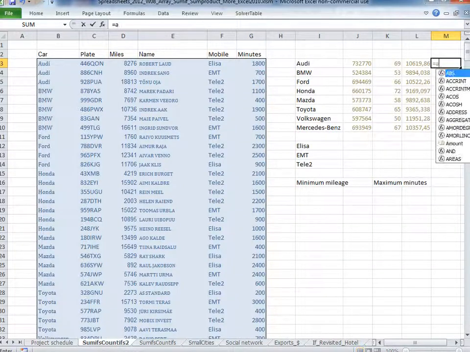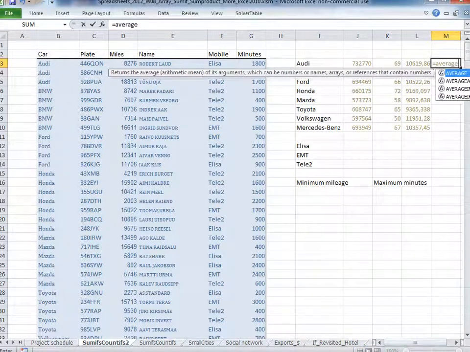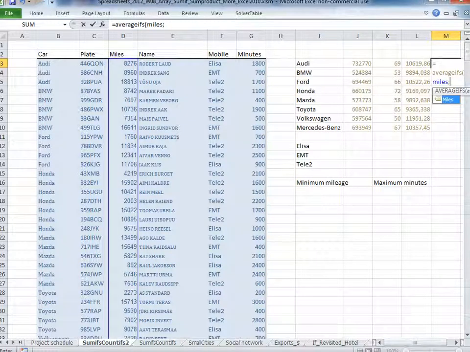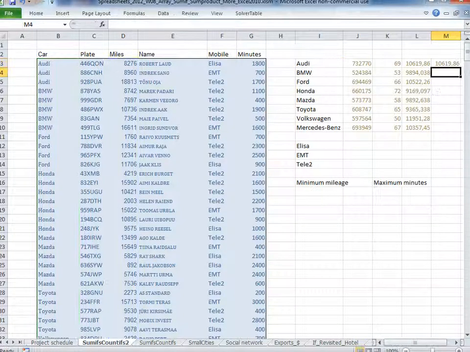So it goes like this: AVERAGEIFS, parentheses, and the range that we are averaging is still miles. We're looking at car block, and we want to see whether the car block contains an Audi. And these are the same numbers with Volkswagen leading.